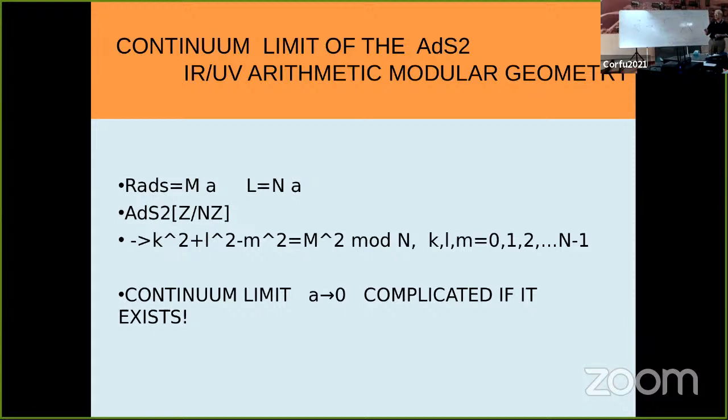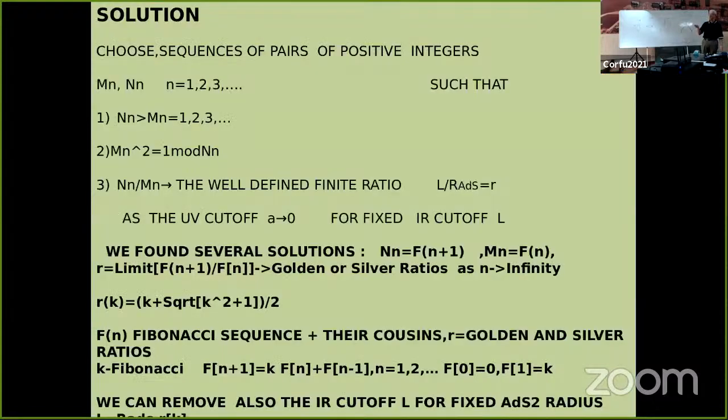Are there any such sequences of m and n? Now m, because it's the radius, must be smaller than n, and m square must be equal to 1 mod n. Then we have to find sequences m and n, so that when both go to infinity, their ratio is constant and is related to the physical radius of the black hole, but also satisfy this equation. Indeed, we found several such sequences. For example, the Fibonacci sequence is one.